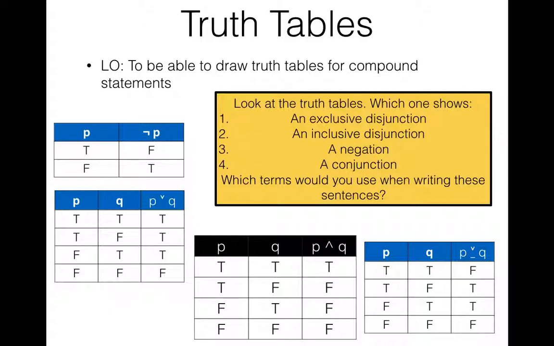One shows an exclusive disjunction. One shows an inclusive disjunction. One shows a negation, and one shows a conjunction. So first of all, I want you to see if you can match up which truth table goes with which statement, and then I'd like you to work out or remember what terms you would use when writing these sentences. So pause the video until you think you know the answer to both.